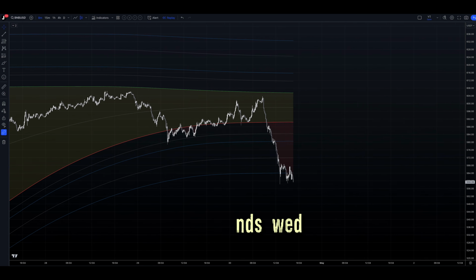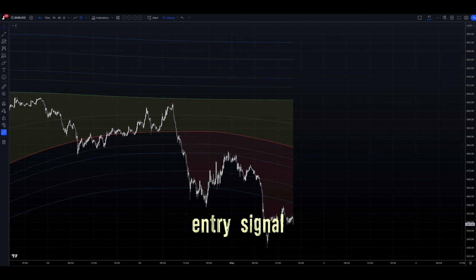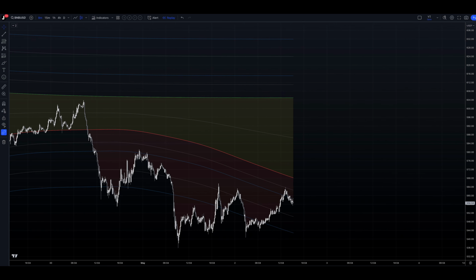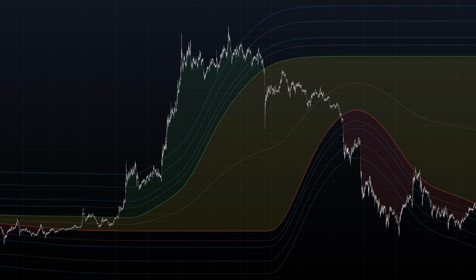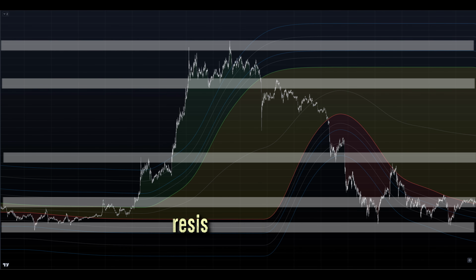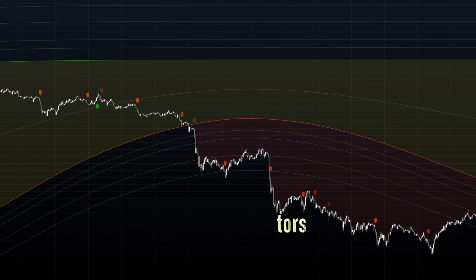Conversely, for downtrends, we'd watch for a clear break below the lower red band as our potential entry signal to get short. However, we can't just blindly buy or sell based on these signals alone. As disciplined traders, we'll want to combine this momentum filter with other technical tools like support and resistance levels, price patterns, and our favorite trading indicators.